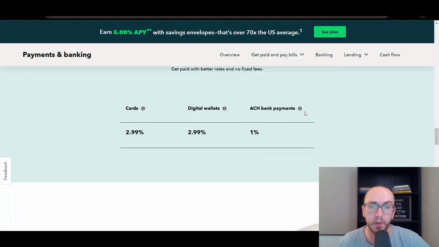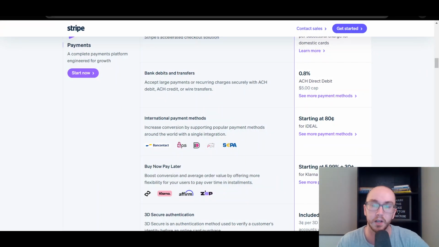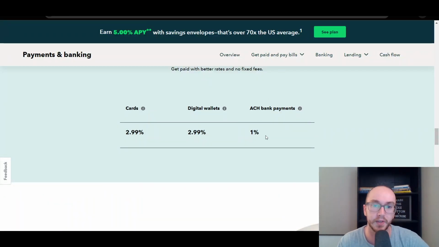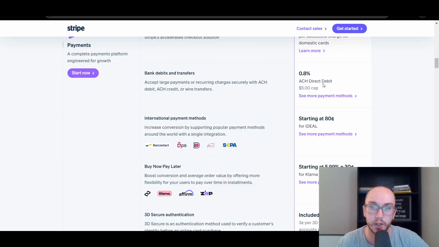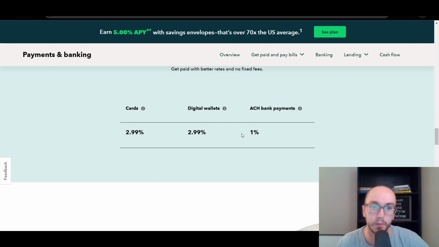And as well, one thing to bear in mind, I know they don't list it here directly, but there is a $10 limit on the ACH bank payment fee. So that's the fee difference there between the QuickBooks ACH bank payment and the Stripe ACH bank payment. So it is slightly different, slightly cheaper with Stripe versus QuickBooks.